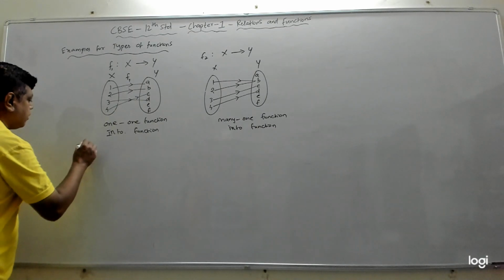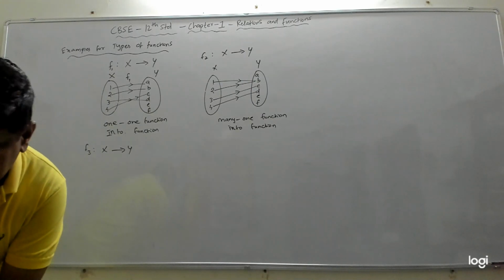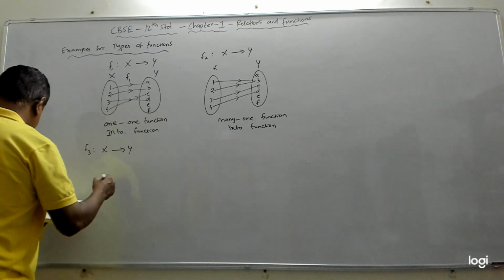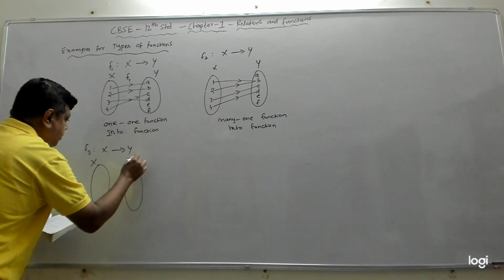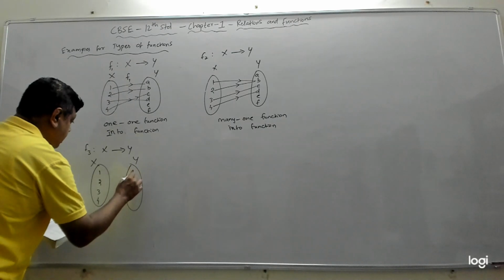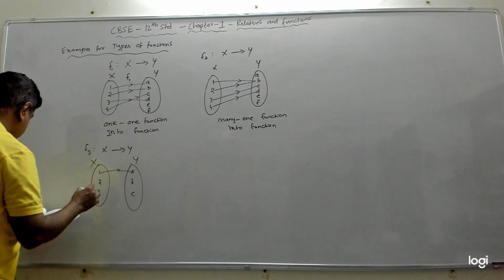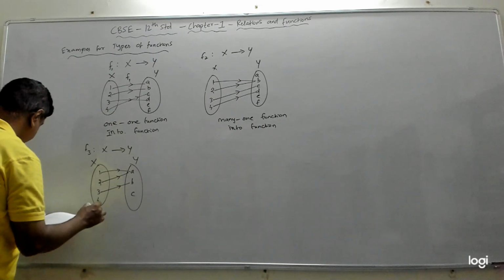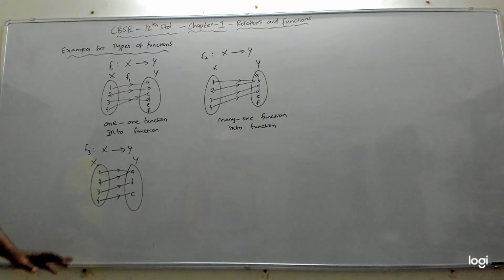Right? The third function, F3, is again from X to Y, in this form. Suppose I'm writing again here: this is the capital X set, this is the capital Y set. X is 1, 2, 3 and 4. Y is A, B and C. Now 1 goes to A, 2 also goes to A, 3 goes to B, 4 is mapped to C. This is your F3 function.